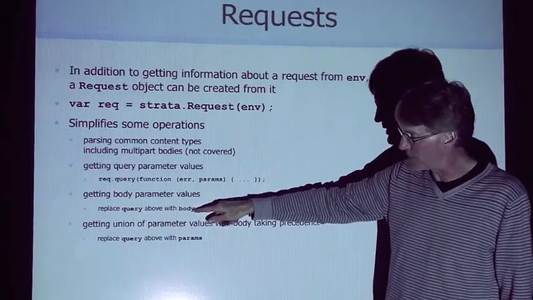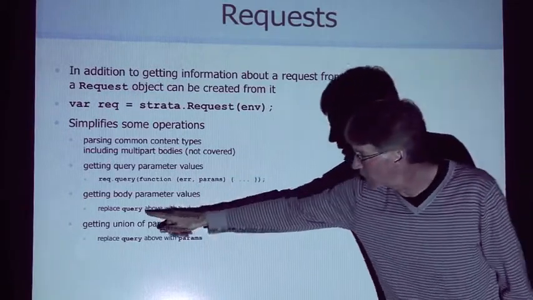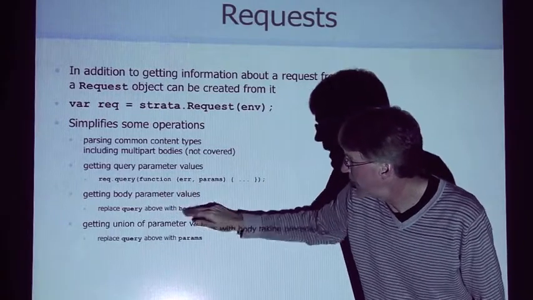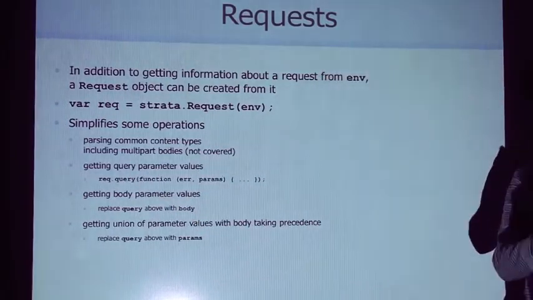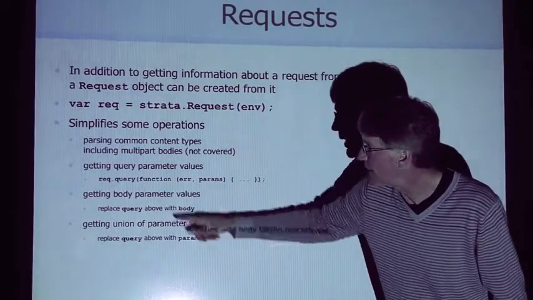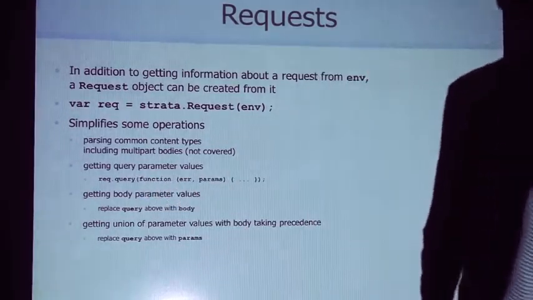If your parameters are in the body instead of in a query string, you use the body function here. And if they're mixed and some are in the query string and some are in the body, then you can use the params method on the request to get to those.